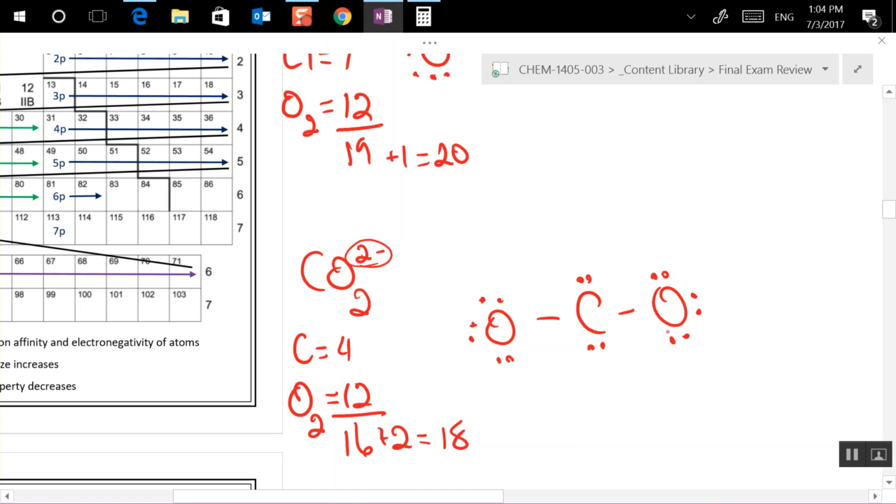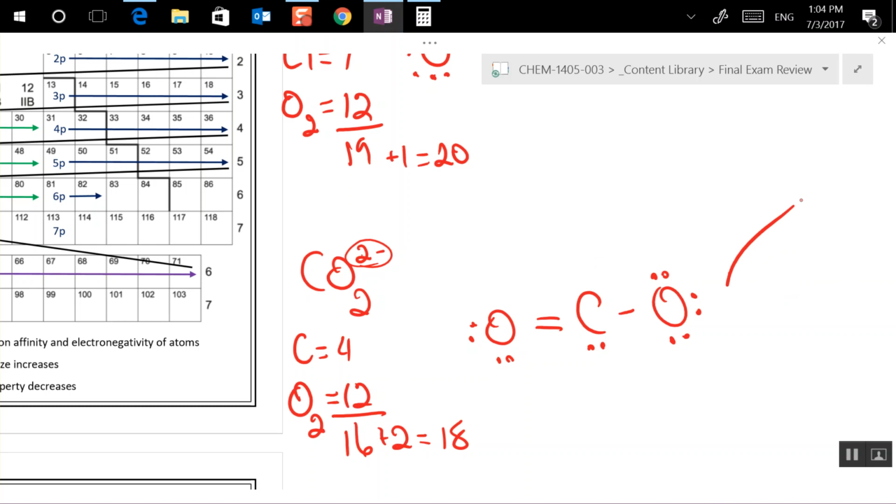You make the double bond. Now what? You erase one of the oxygen pairs and the carbon pair. Okay, now how many electrons do I have? 18. That's my structure.